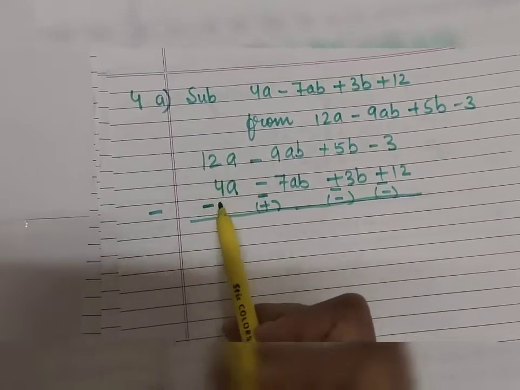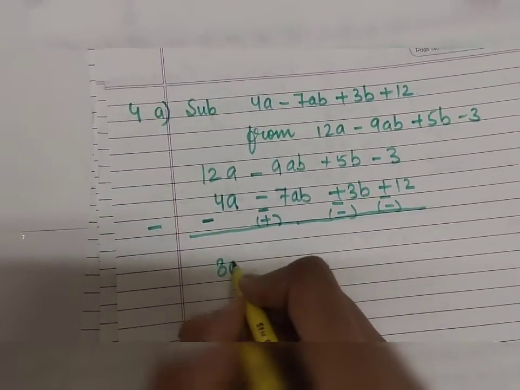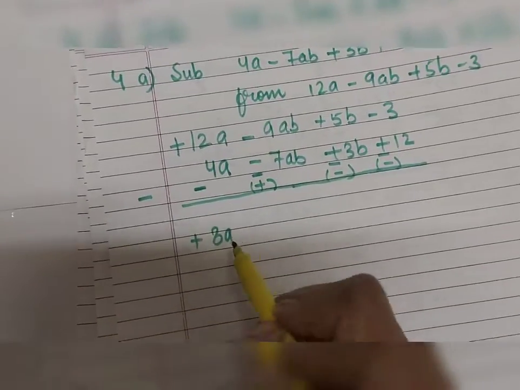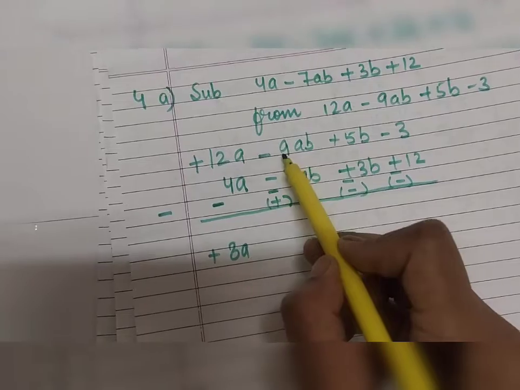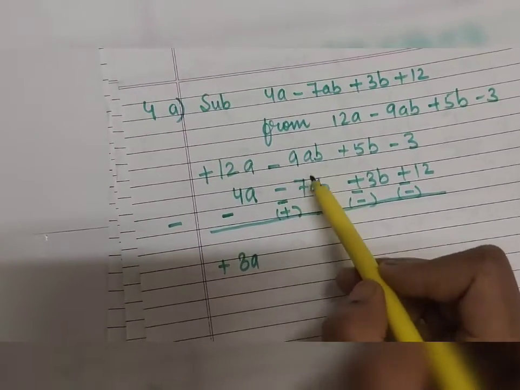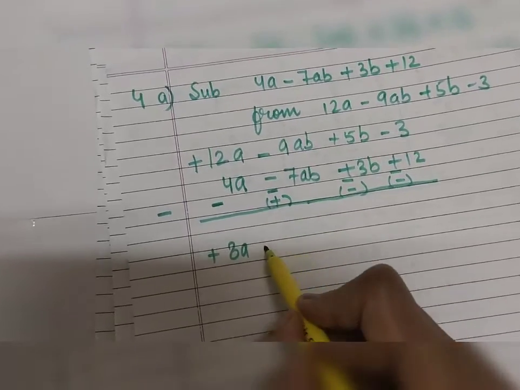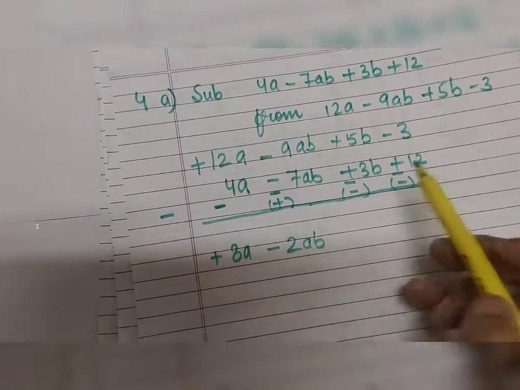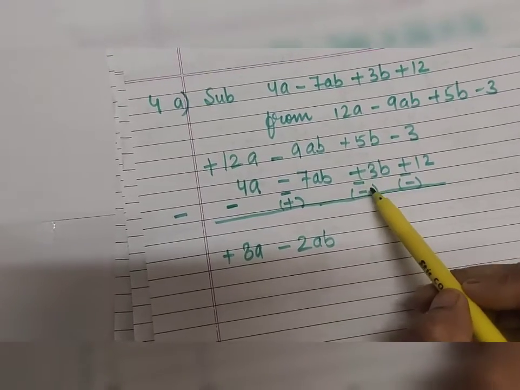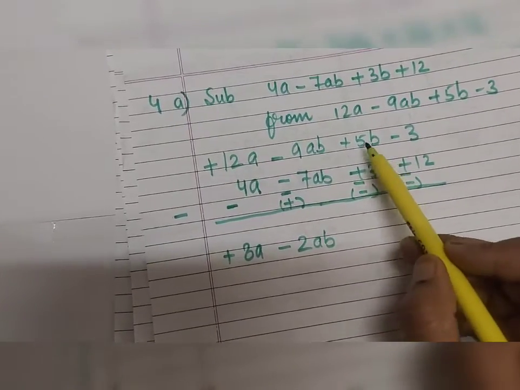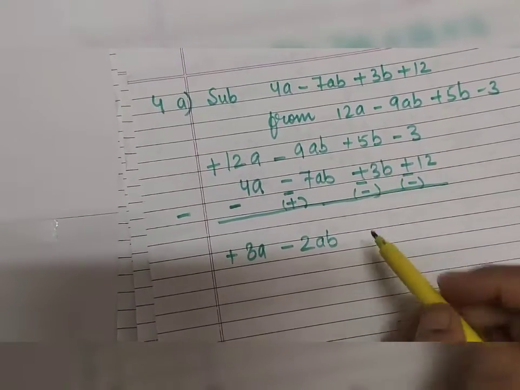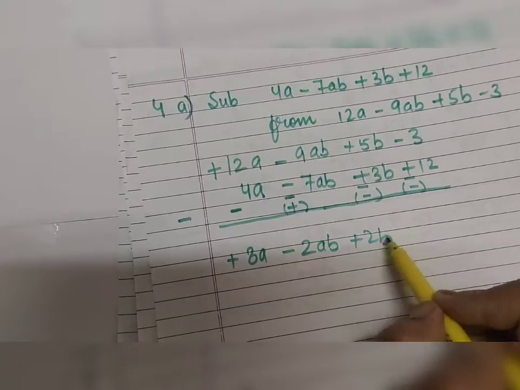Okay, 12 minus 4 will give you plus of 8A, because the bigger number has the plus sign, we will take plus of 8A. Okay, minus of 9AB, and the sign change here is plus. So minus 9AB plus 7AB will give you minus 2AB. The sign has changed here. The plus of 3B will become minus 3B. So we will subtract: plus 5B minus 3B, we will get plus 2B.